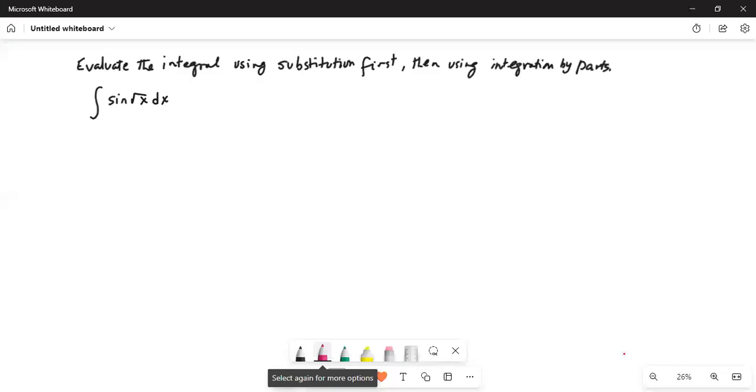Today we are going to combine substitution and then integration by parts. So here is the question. It says evaluate the integral using substitution first, then using integration by parts. And it's the integral of sine of square root of x dx. Okay, so first we'll do substitution and then integration by parts. So, solution.